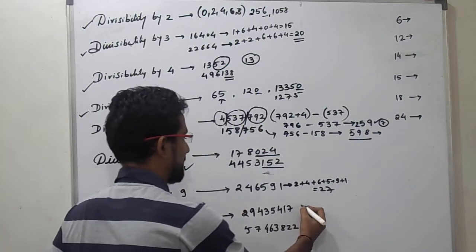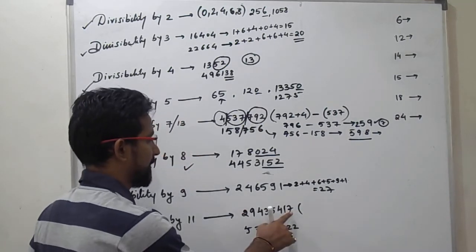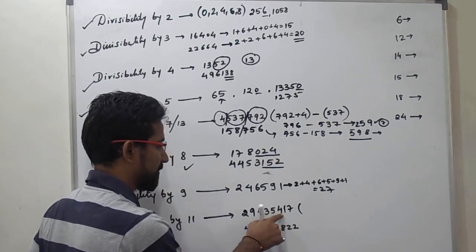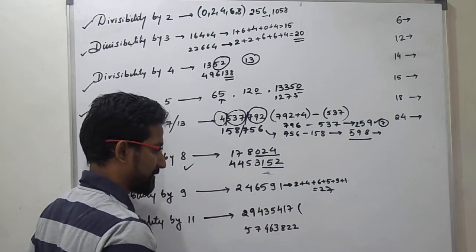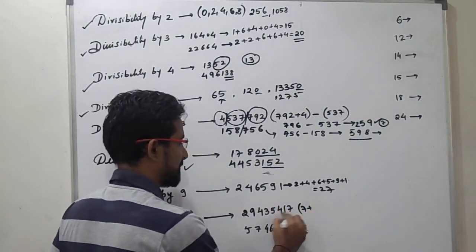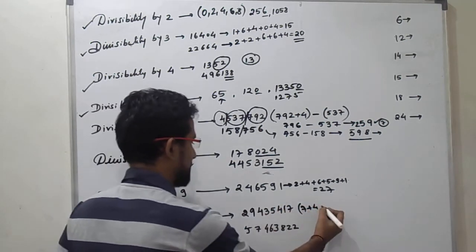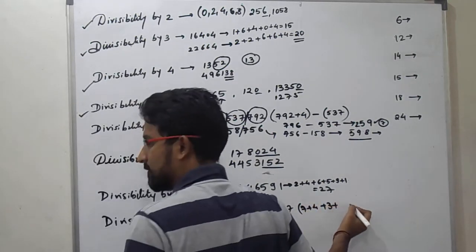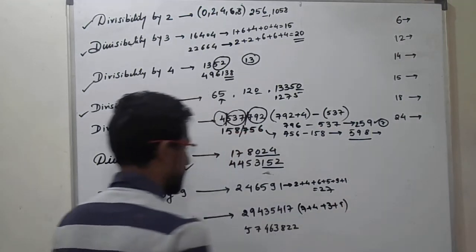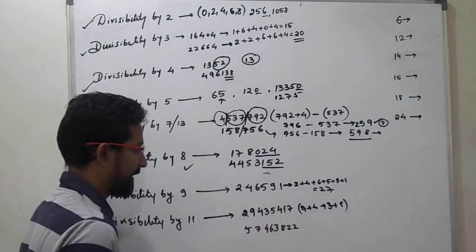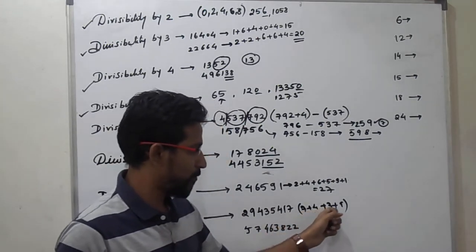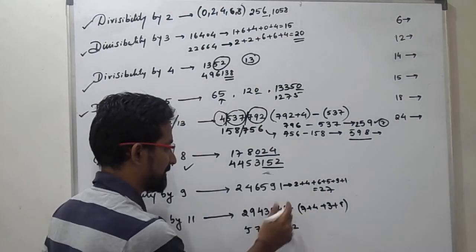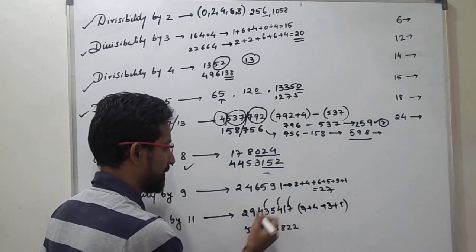For example, we'll take the sum of all the values at odd places, starting from the right hand side. So this is first, third, fifth, and 7th. So 7 plus 4 plus 3 plus 9. So this is how we can take the addition. So these are the values at the odd places, that is 7, 4, 3, 9.